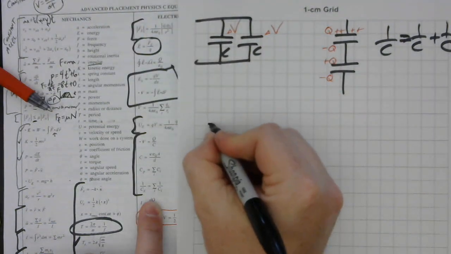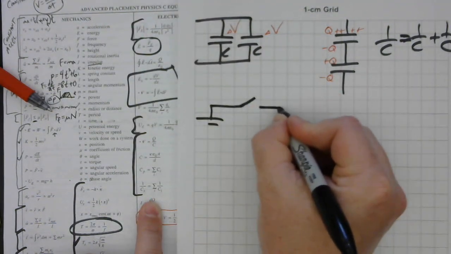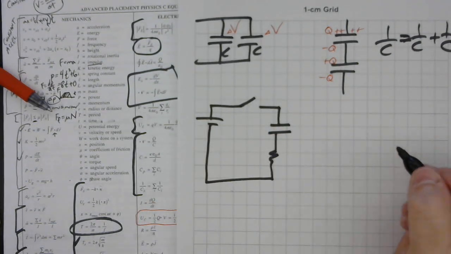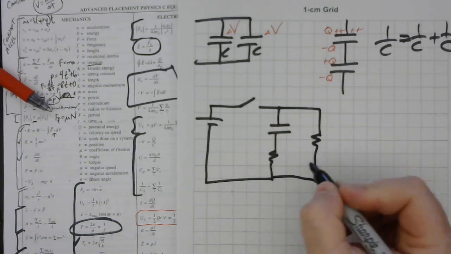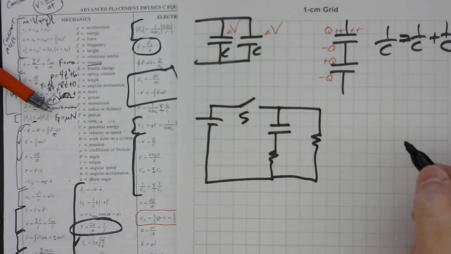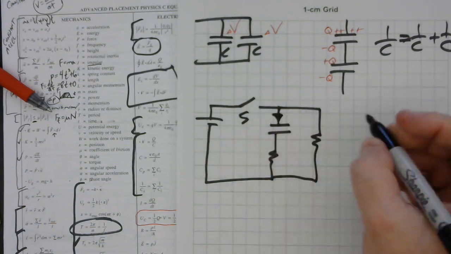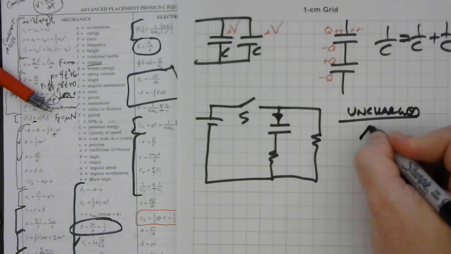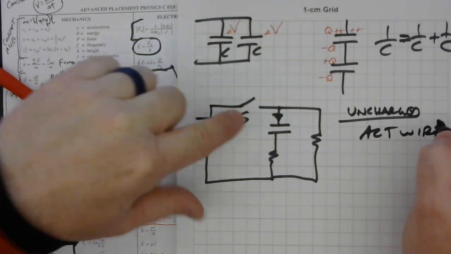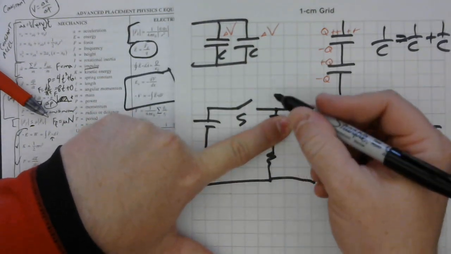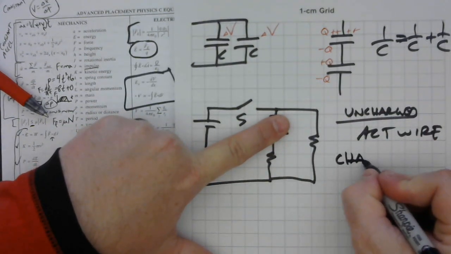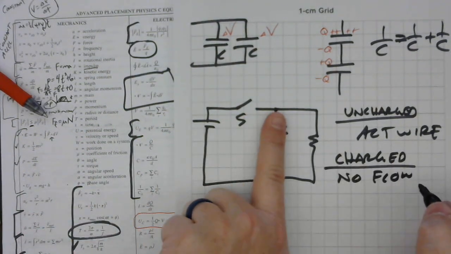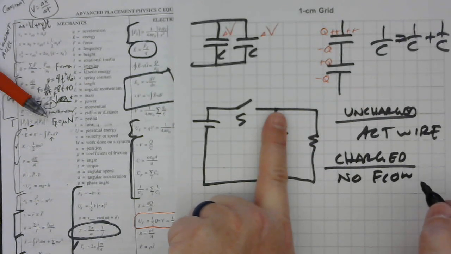Next up, when you first connect a capacitor to a circuit, when I first close switch S, it is going to act like a wire when it's uncharged. So just treat it as a wire, and then look at your circuit. When it's fully charged, there's no flow; nothing flows there. So you look at your circuit this way.